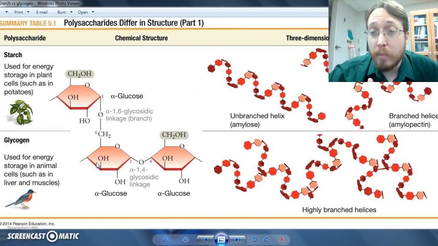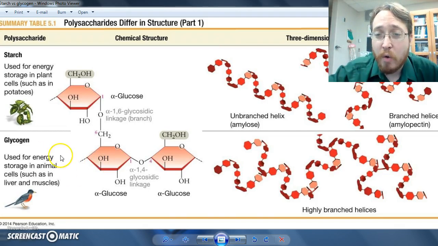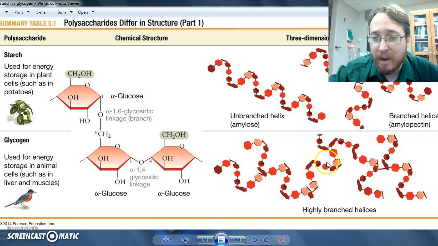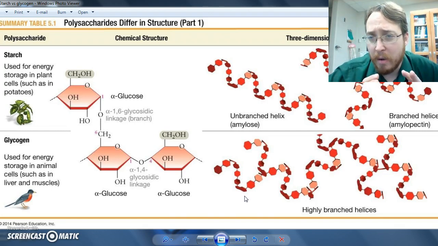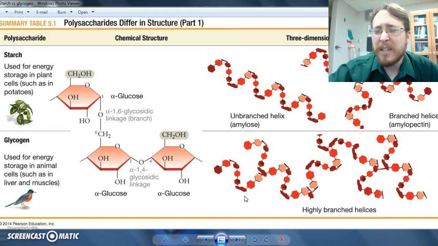Our second example is glycogen. Glycogen is also made of thousands of glucose molecules linked together, but they don't form a clear helix shape. They are highly branched, which means there's lots of chains jumping off of each other, and they are somewhat helical, and they are very curved. So glycogen will make a jumbled mess of highly branched, curved glucose molecules. So it's kind of a messier, jumbled shape.